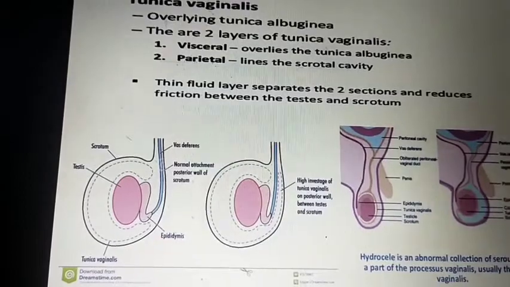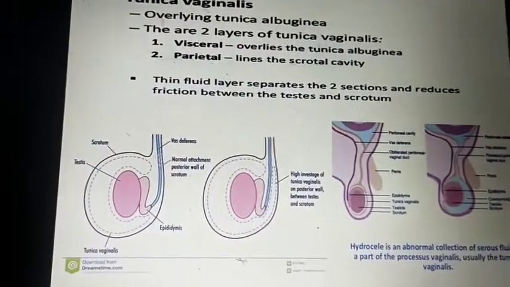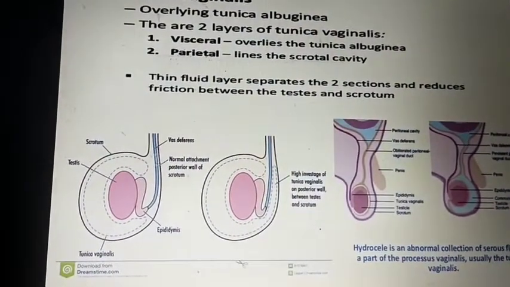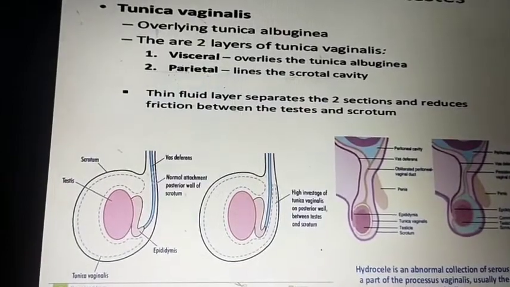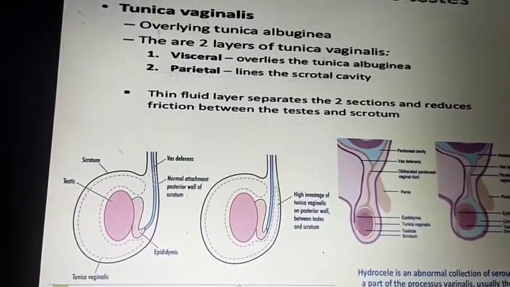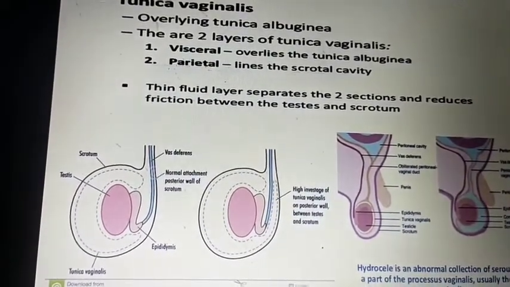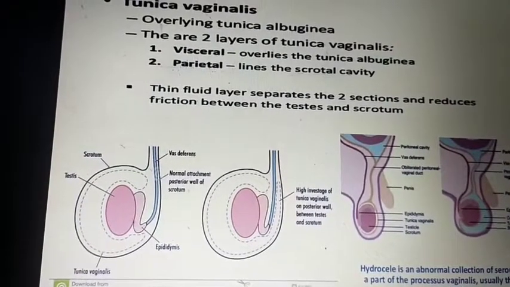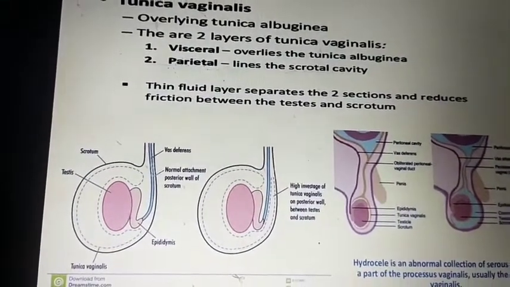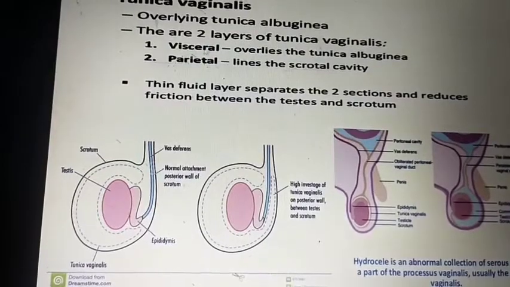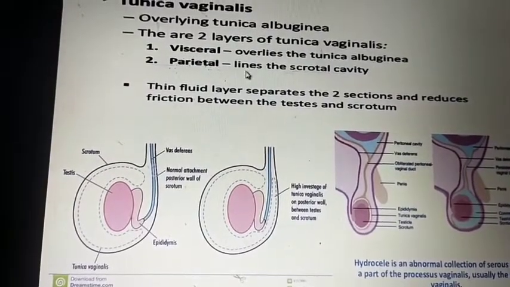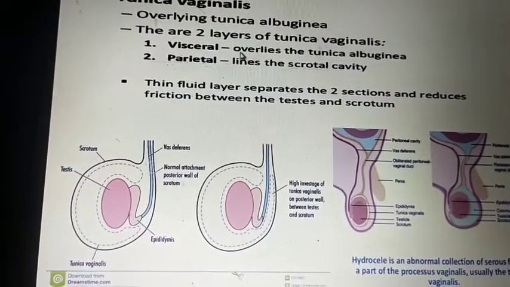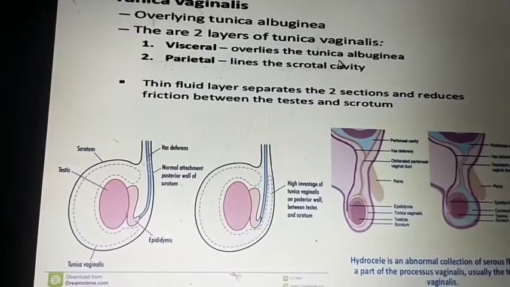The tunica vaginalis overlies the tunica albuginea. The tunica vaginalis covers the tunica albuginea, and the tunica albuginea covers the tunica vasculosa. The tunica vaginalis has two layers, the visceral layer, which overlies the tunica albuginea.